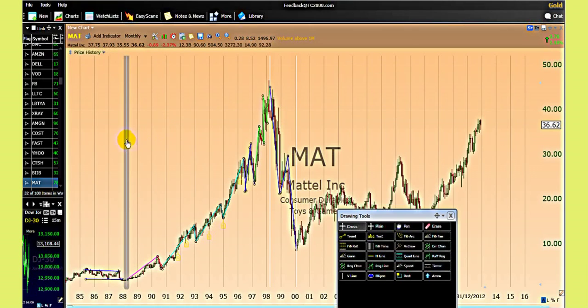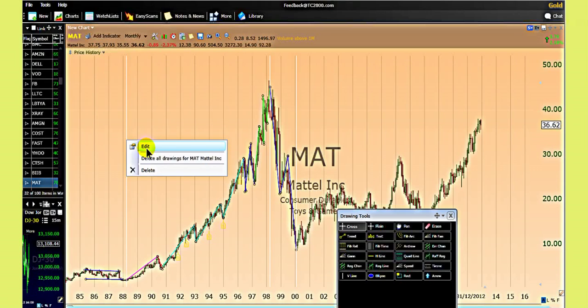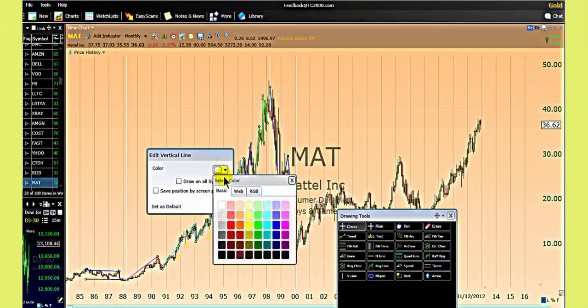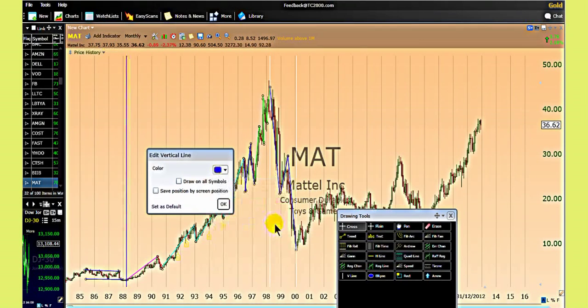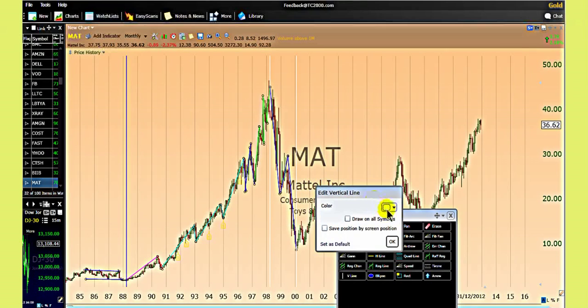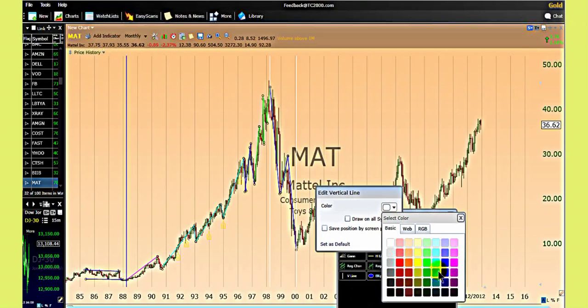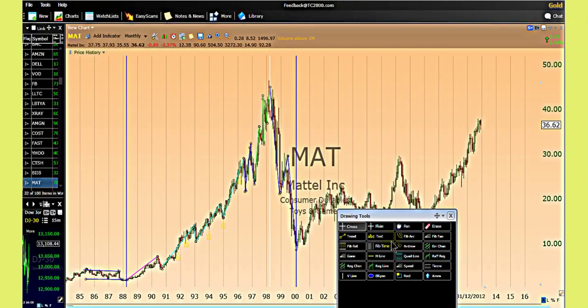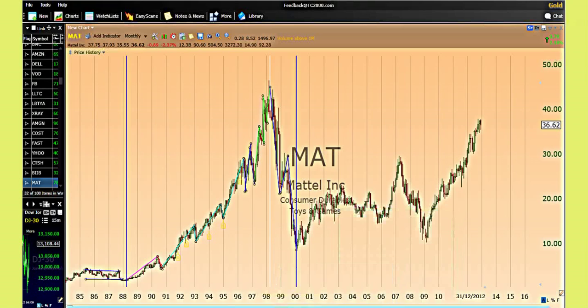In fact, what I will do is color this one blue, and this one also blue, and I leave the middle one as it is. So follow me carefully as I define a cycle for you. It is the time between the starting point and the final point, the time between the starting point and the final end.